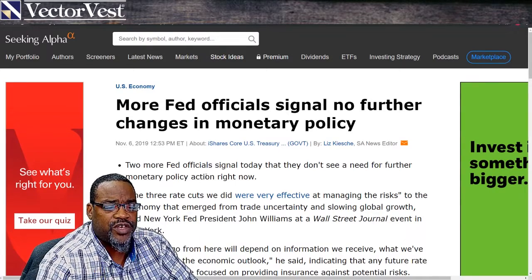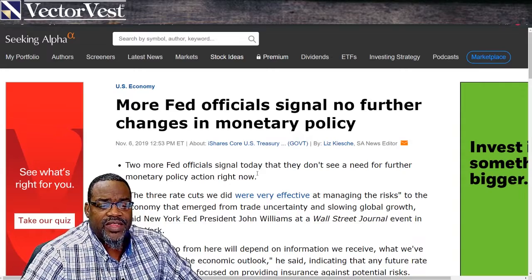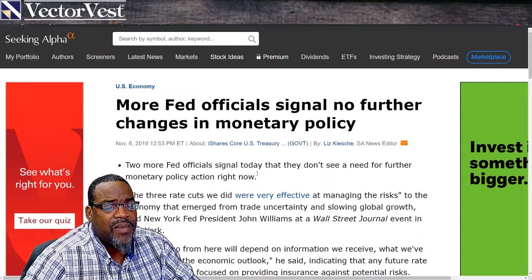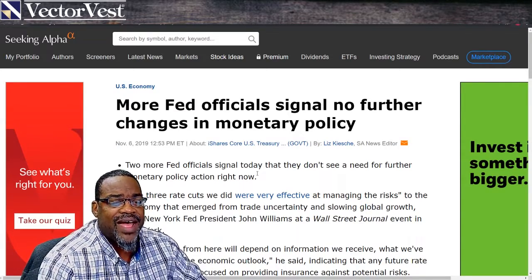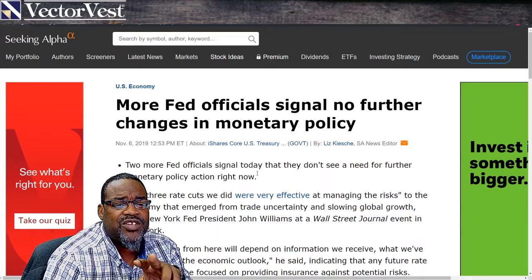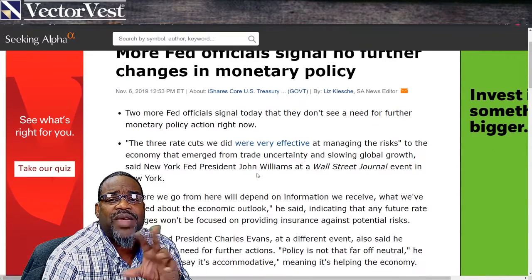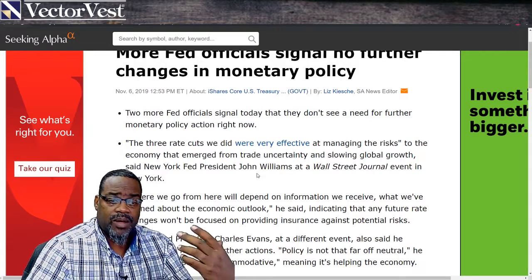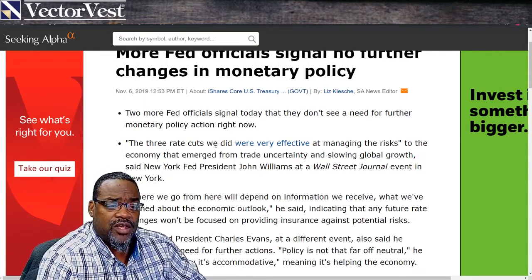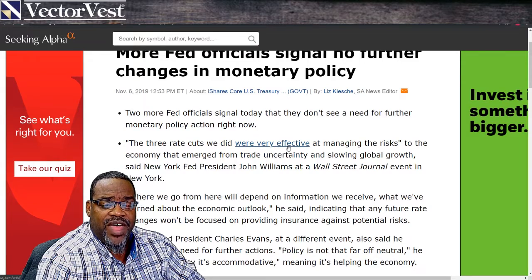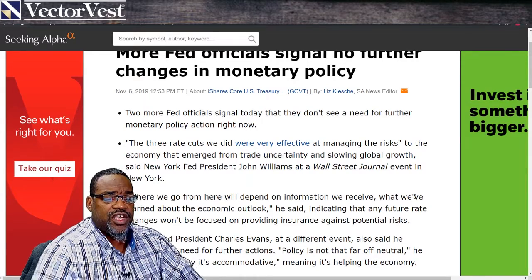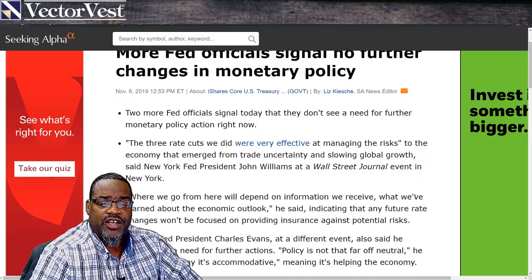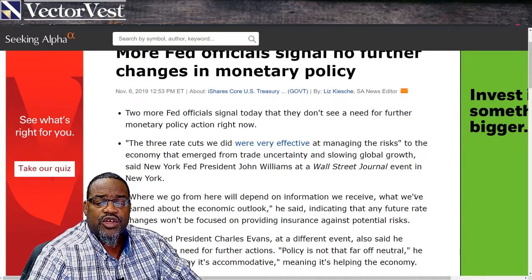Two more Fed officials signaled today they didn't see a need for further monetary policy action right now. Now, these are Fed officials, not the Fed chief. The Fed chief makes the final decision, right? But he does listen to his Fed counterparts. The 3 rate cuts we did were very effective at managing the risks to the economy that emerged from trade uncertainty and slowing global growth.